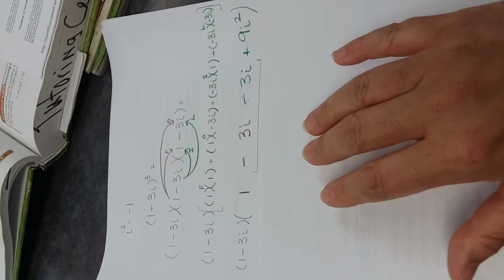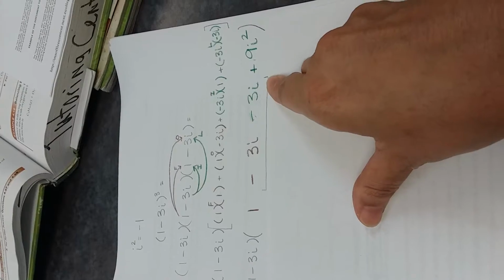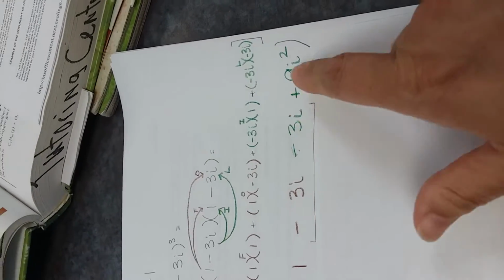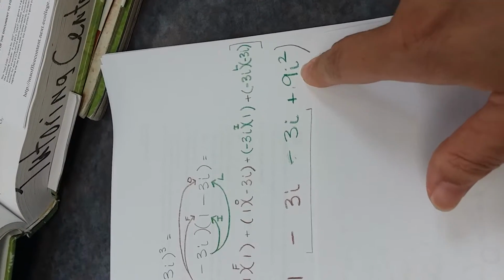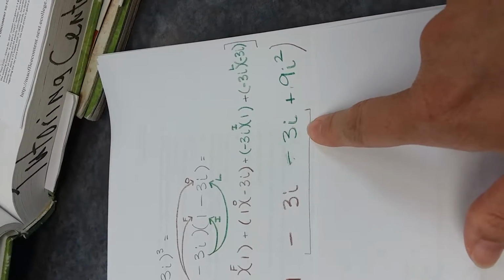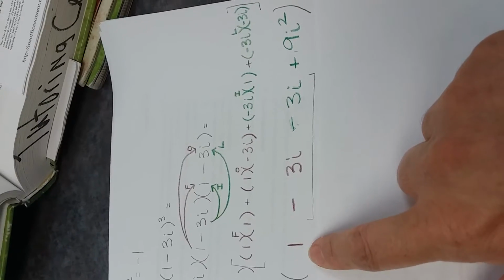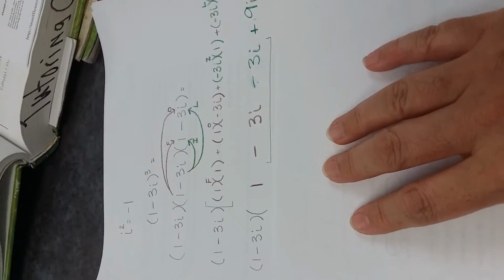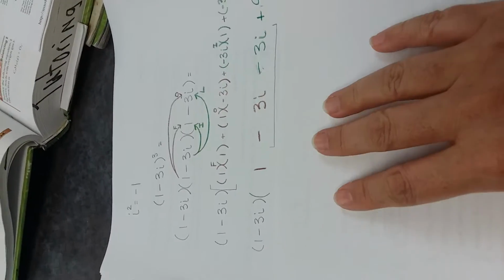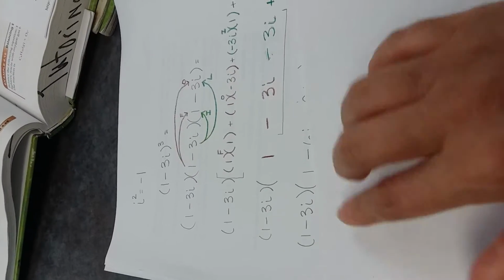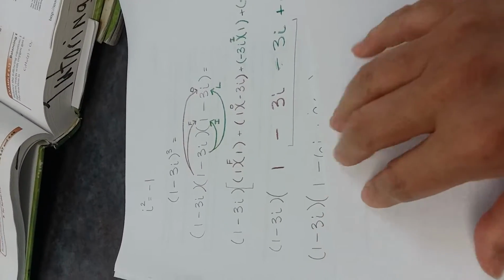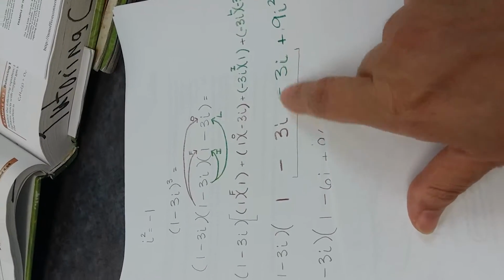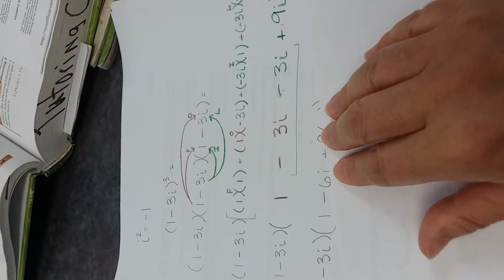So now my next job is to combine my like terms. These are like terms because they both have i. If I've got a term with i squared, it's not like the ones that are just i. If I have a constant, it's not like the ones that are i or i squared. So next I'm going to combine these like terms that both have i. I bring down my 1 minus 3i, and then -3i minus 3i is -6i.